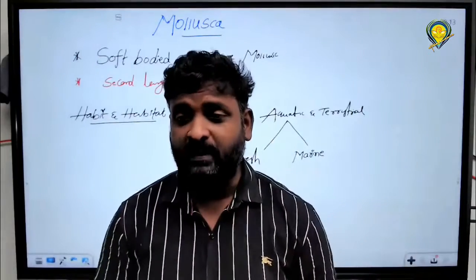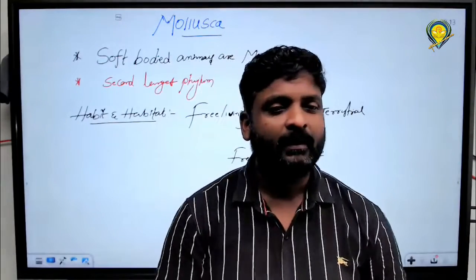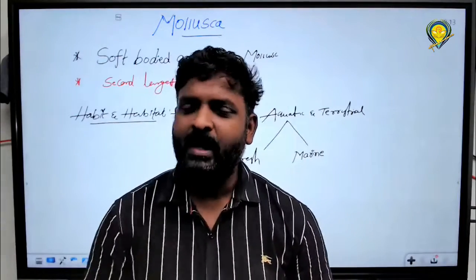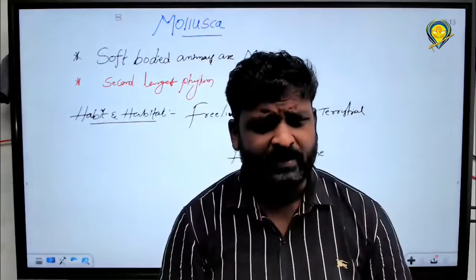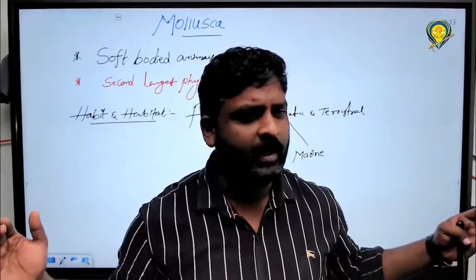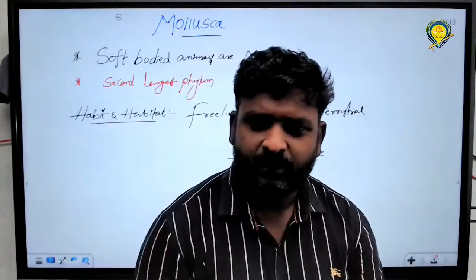Next, let us discuss the symmetry. What kind of symmetry? Bilateral symmetry. And what kind of coelom is it? Definitely coelomate, meaning eucoelom. Correct? Please write it.